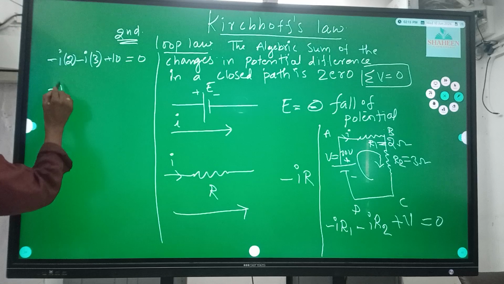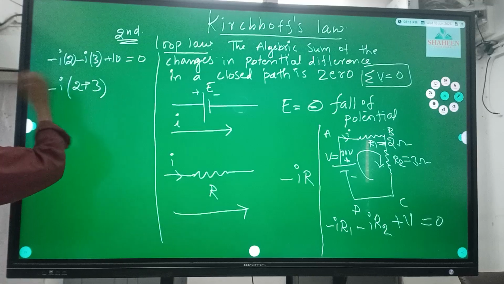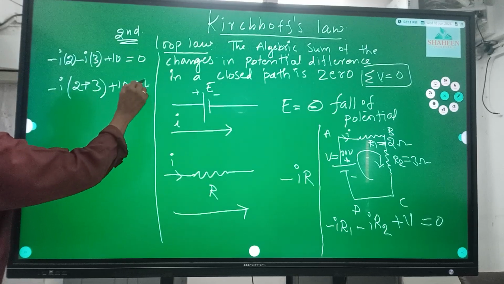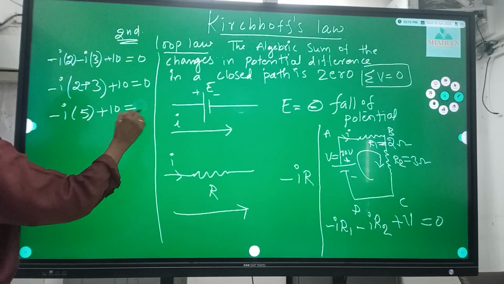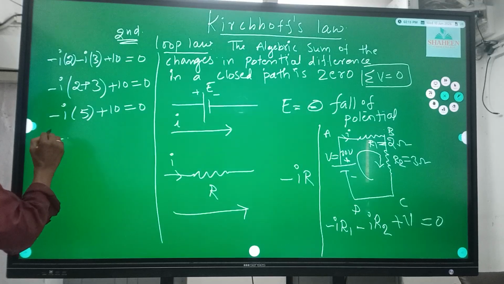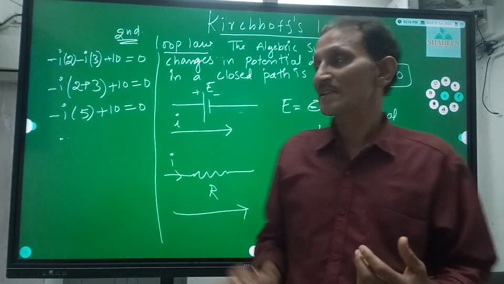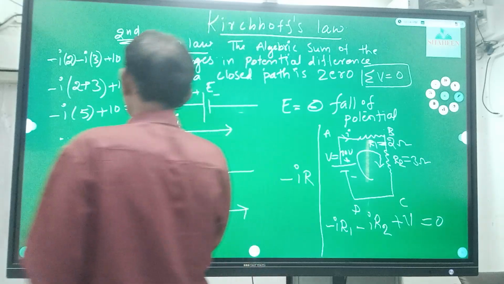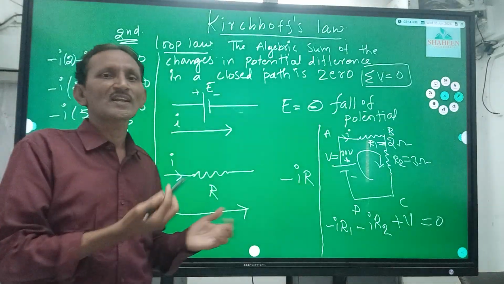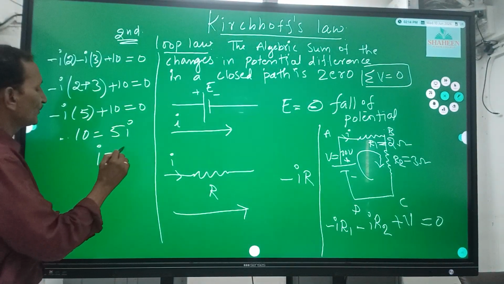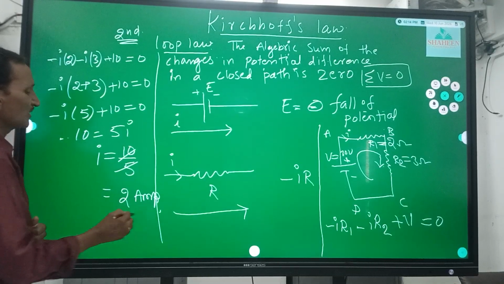Now take minus I common. Minus I common means 2 plus 3, taking the minus sign common, plus 10 is equal to 0. Then minus I into 5 plus 10 is equal to 0. Then we want the current, so take this current to the other side. The minus sign changes to plus sign when you take the current to this side. So 10 is equal to 5 into I. Then I is equal to 10 by 5, so it is 2 amperes. So the current in the circuit is 2 amperes.